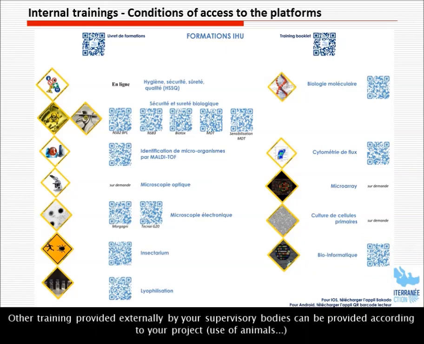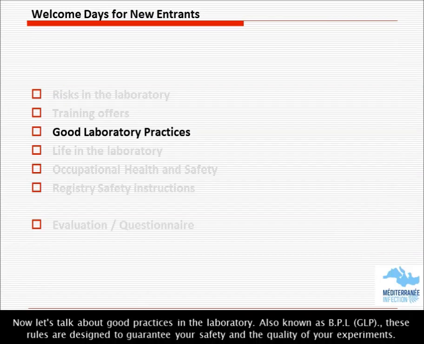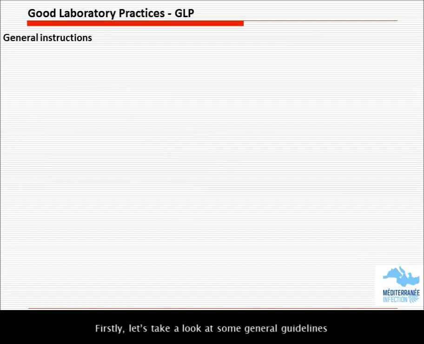Other training provided externally by your supervisory bodies can be provided according to your project, for example use of animals. Now let's talk about good practices in the laboratory, also known as GLP. These rules are designed to guarantee your safety and the quality of your experiments. Firstly, let's take a look at some general guidelines.